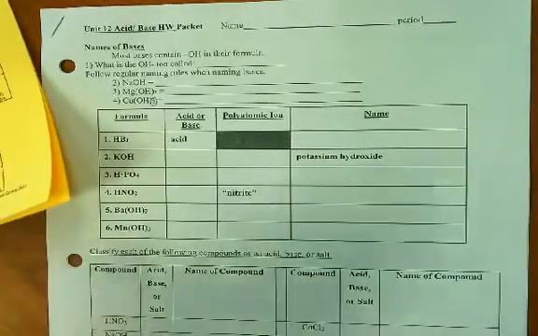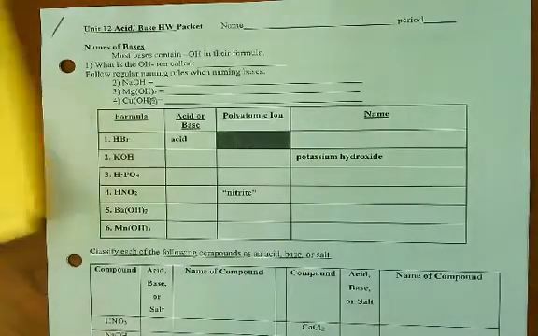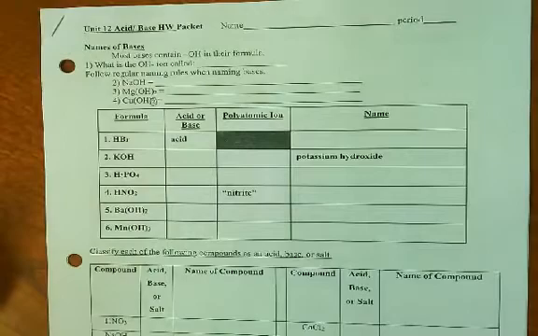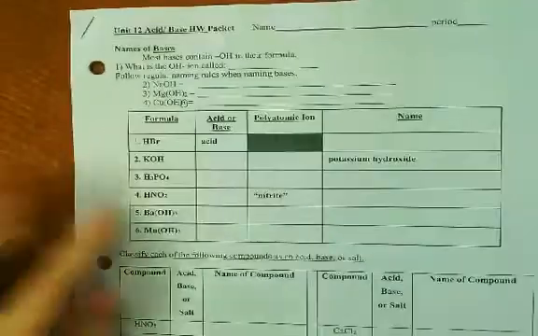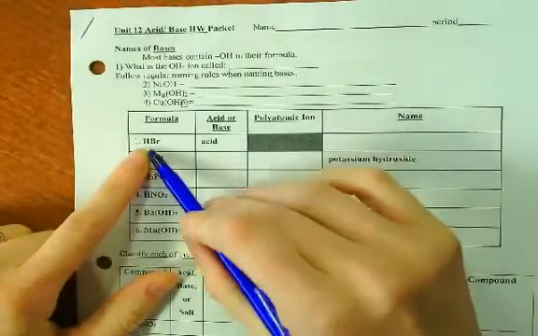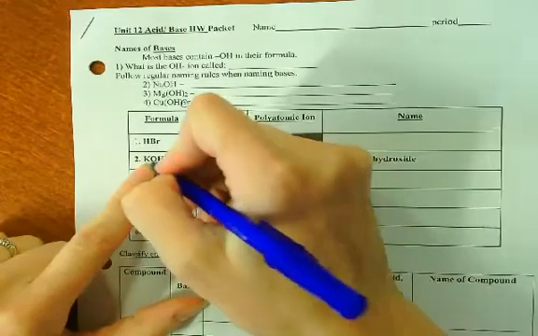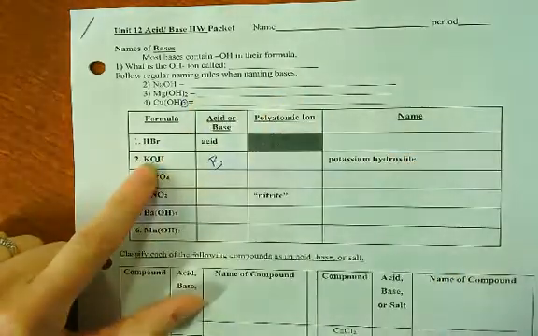Naming bases is just like naming regular ionics. Naming acids isn't. Naming acids is a little bit different. There are a couple of things you need to consider when you're naming acids. The first thing is to know if it's an acid or a base. If it starts with an H, it's an acid. If it ends in an OH, it's a base.